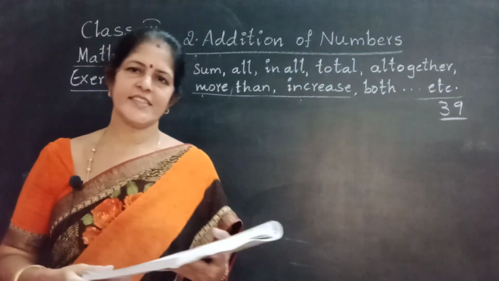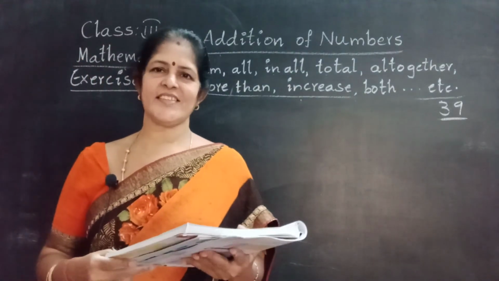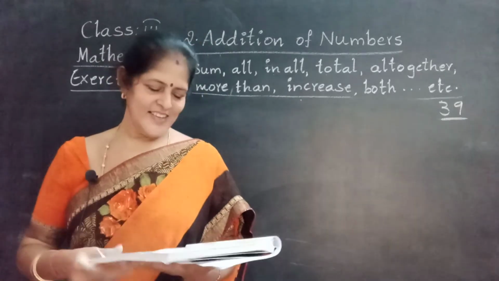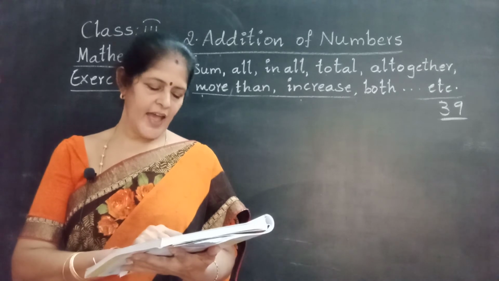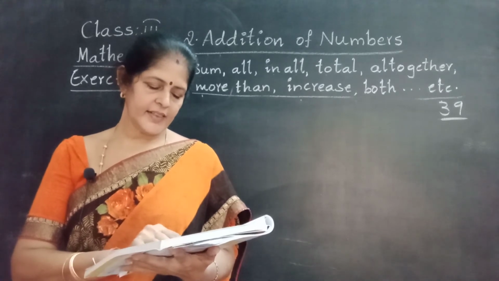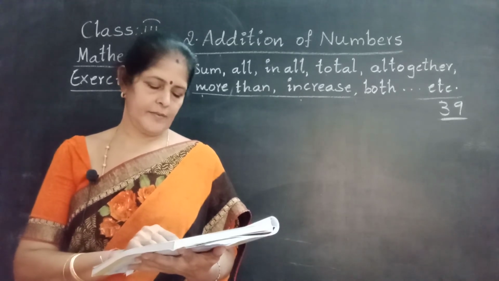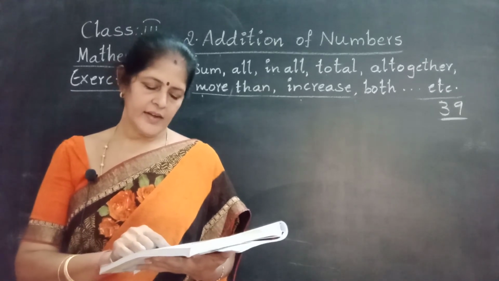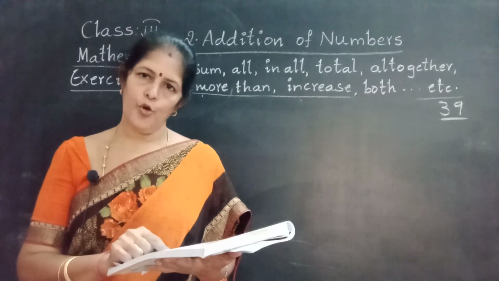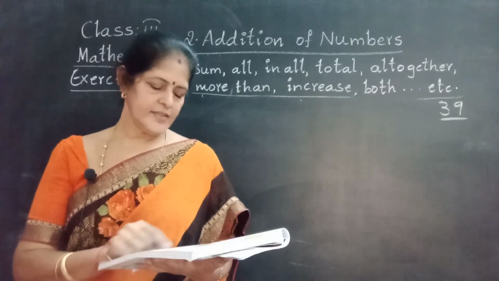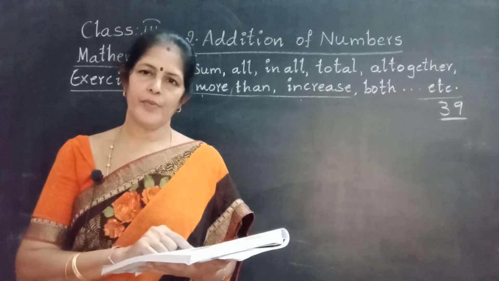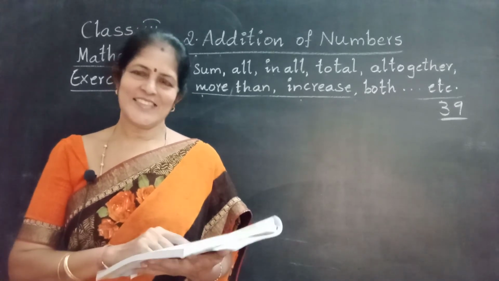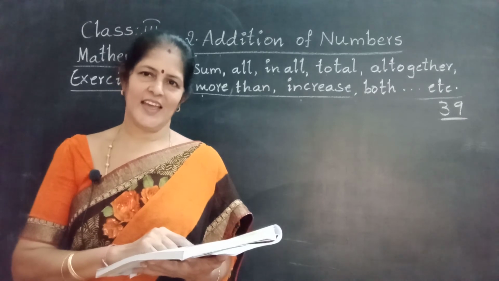Can I go to read the next question? Ready? Same exercise, same page, page number 39. See the second one. Ajoy has 138 orange marbles, 264 green marbles and 321 blue marbles. What is the total number of marbles with Ajoy? Ajoy. See the name. Actually Ajay, I think.